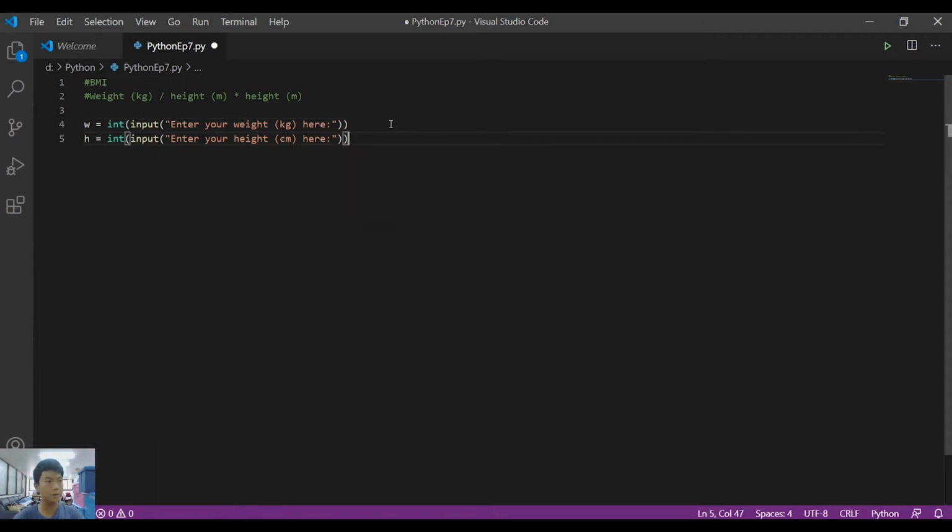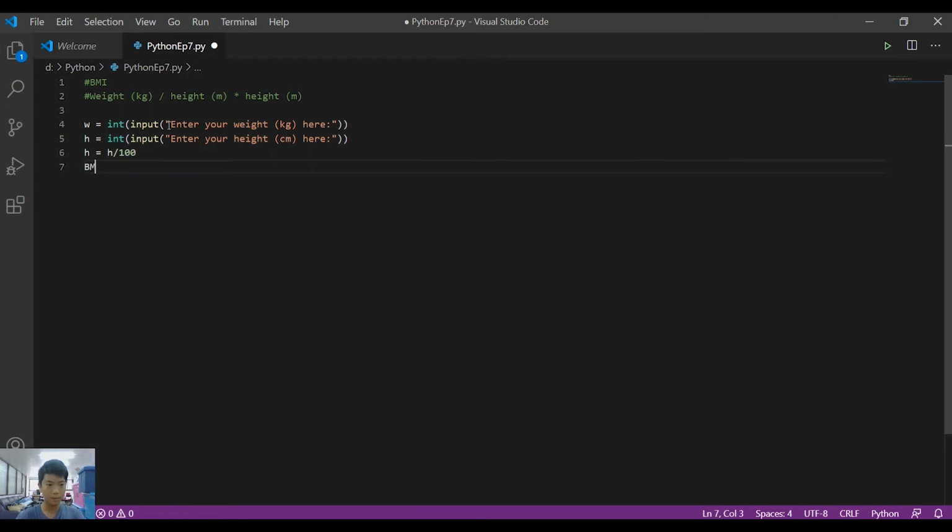Okay, after that, what you do is convert your height from centimeters to meters. So how would you do that? H equals H divided by 100, which means that right here you can see H is equal to their height in centimeters, and then H is going to equal H divided by 100, which would equal the meters. So centimeters divided by 100 equals meters. There we go.